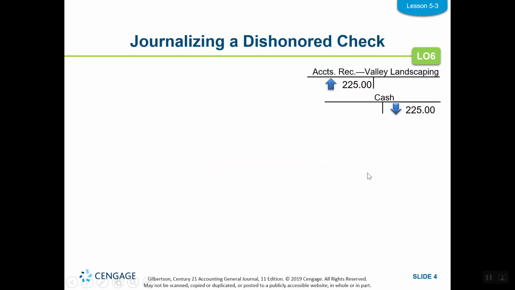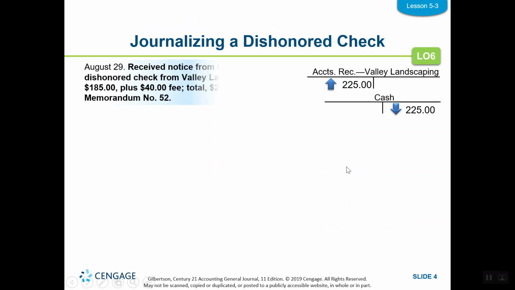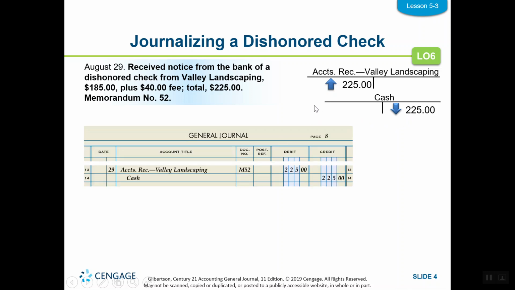So that person now owes us money. Not only are we going to charge them for the money they originally paid us, but also for the fee that we have to pay. So we're going to receive notice from the bank of a dishonored check from Valley Landscaping, $185 plus a $40 fee, totaling $225, memorandum number 52. So that now becomes an account receivable. We're going to increase how much Valley Landscaping owes us by a debit to accounts receivable, and we're going to take it out of our cash and record a credit to cash for $225.